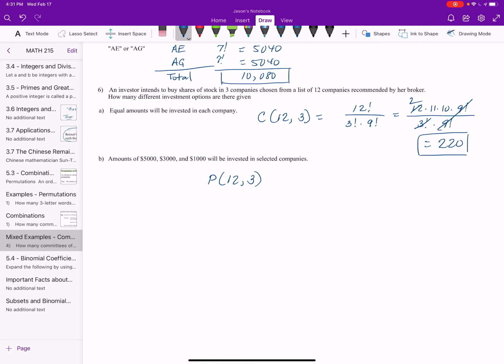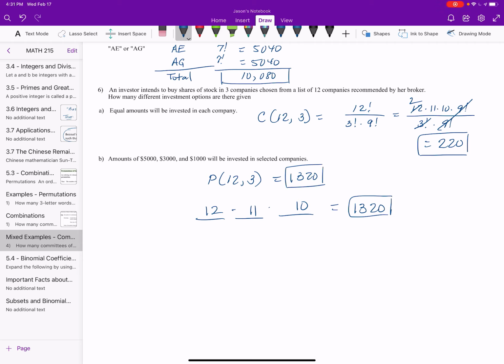Or if you think about it this way, pick which amount you want to go first. You have 12 choices for the 5,000 investment, 11 choices for the 3,000, and 10 choices for the 1,000. Multiply those together and we get 1,320. And that's exactly what you would get if you did the permutation formula as well.